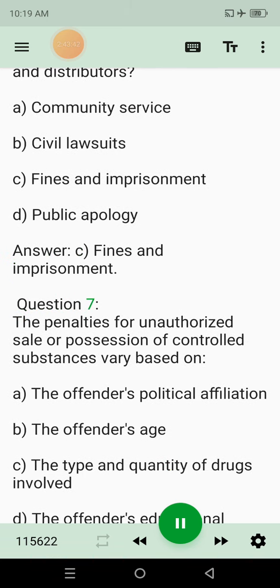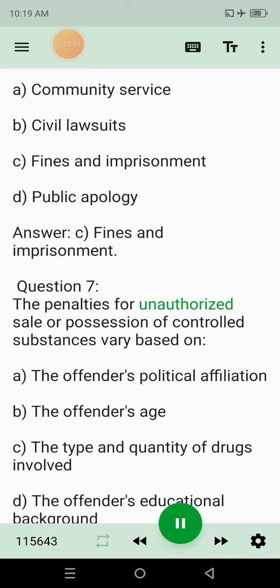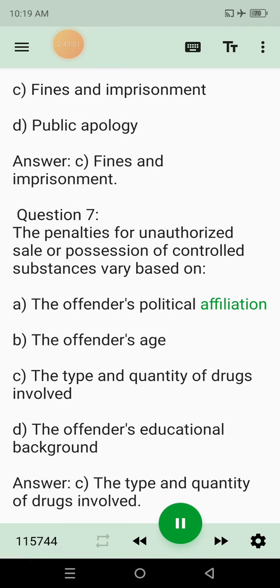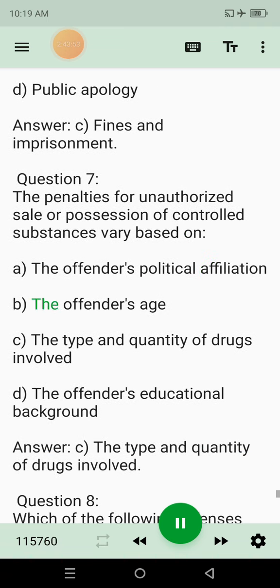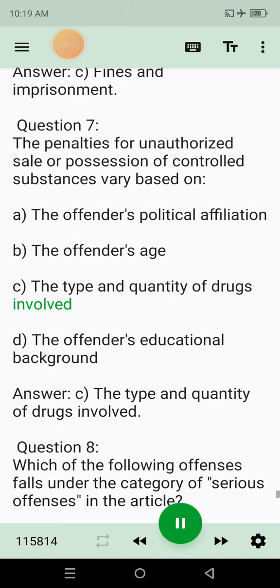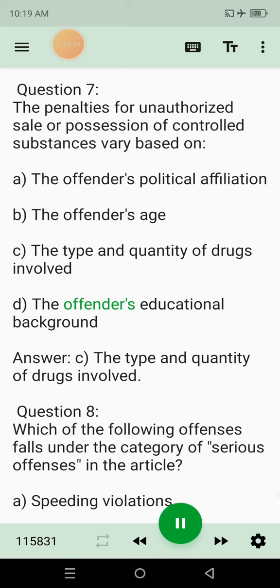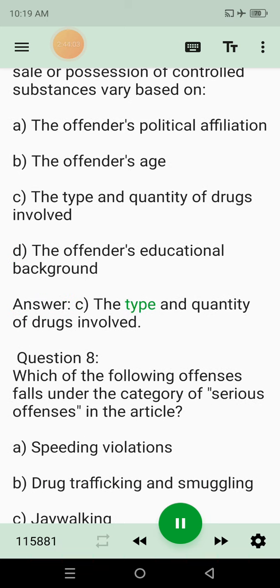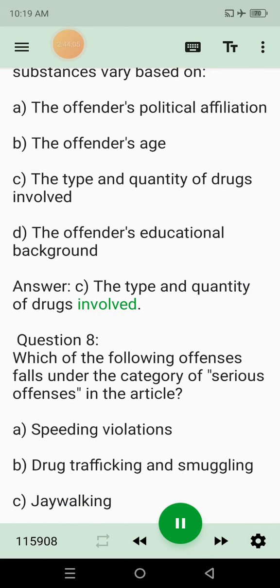Question 7. The penalties for unauthorized sale or possession of controlled substances vary based on A. The offender's political affiliation. B. The offender's age. C. The type and quantity of drugs involved. D. The offender's educational background. Answer. C. The type and quantity of drugs involved.